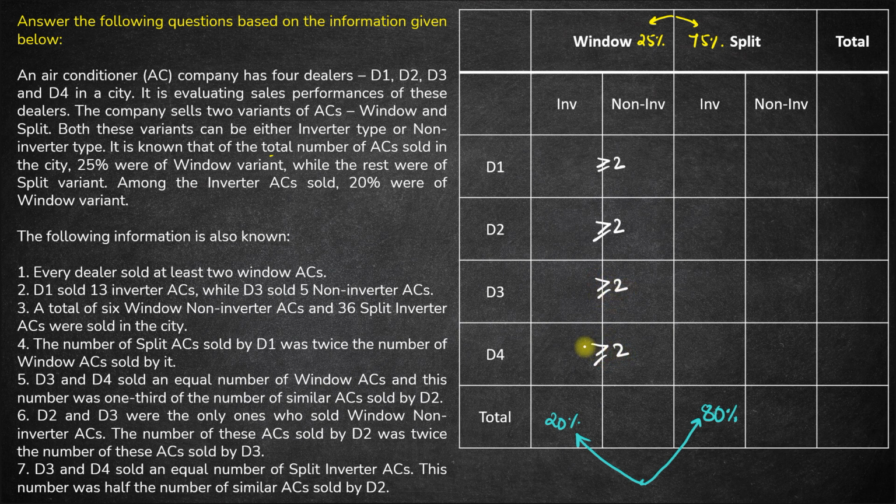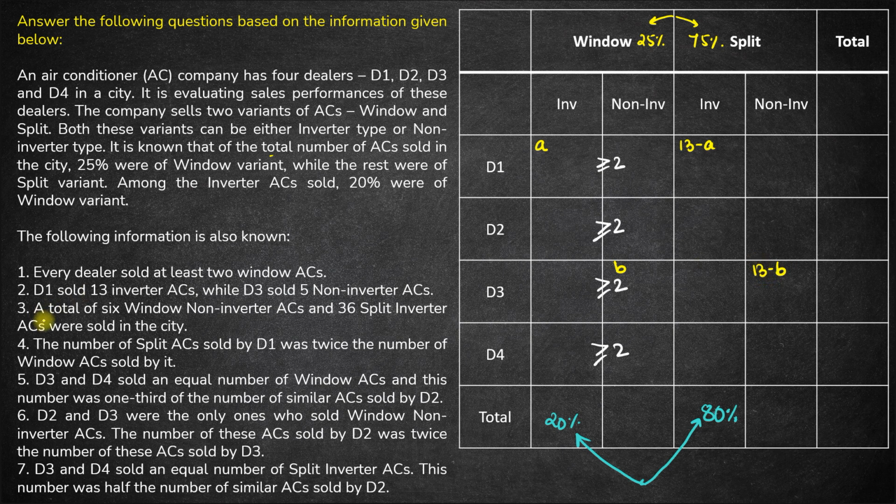Next, D1 sold 13 inverter ACs. Inverter ACs would consist of either window type or split type, so these two together is 13. If this is A, then this must be 13 minus A. While D3 sold 5 non-inverter ACs. So for D3, non-inverter ACs will be this one and this one together, window type and split type non-inverter ACs. So these two together is 5 for D3. If this is B, this is going to be 5 minus B.